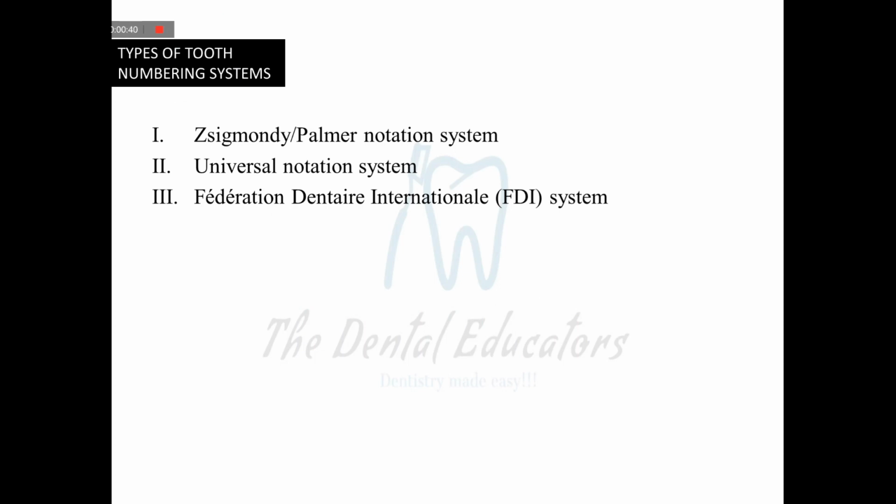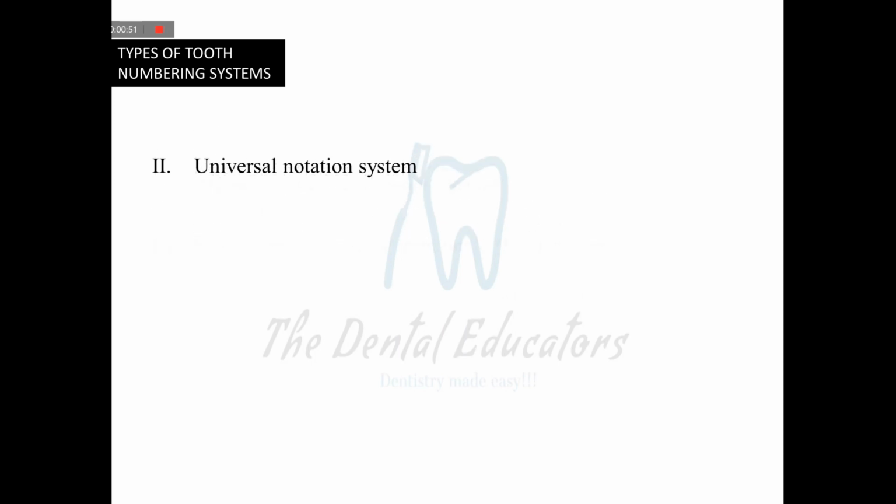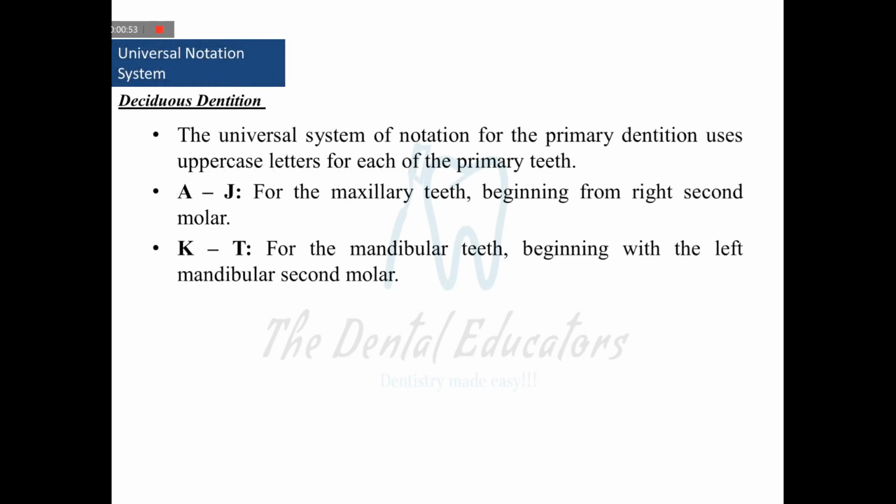So what is the universal notation system, and how do we count the teeth for the primary and deciduous dentition? We will see in the following slides. In the universal notation system for the deciduous dentition, we use an uppercase letter for each primary tooth. Now what does the word universe mean? Universe means that we are counting all of the teeth in one go. We are not dividing them into separate regions or separate parts.